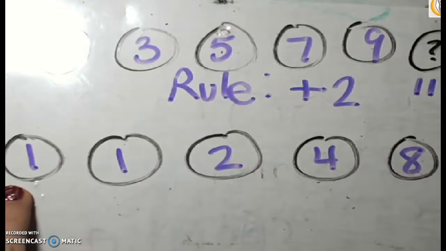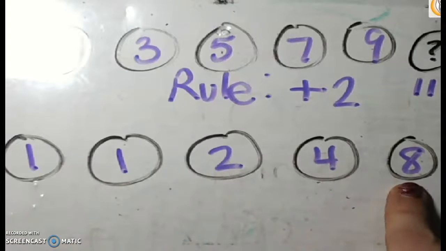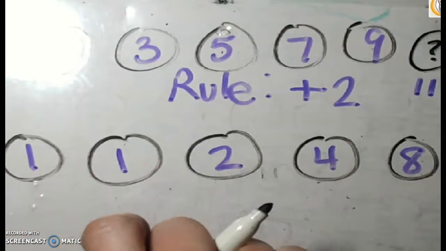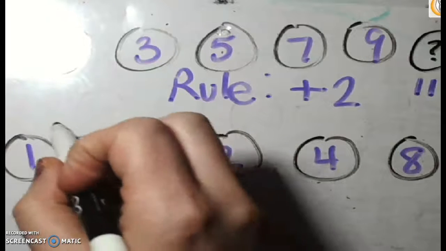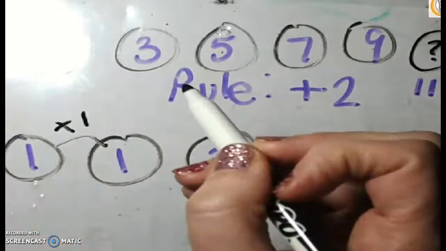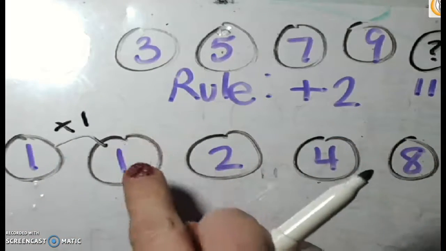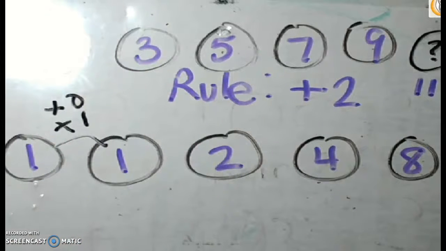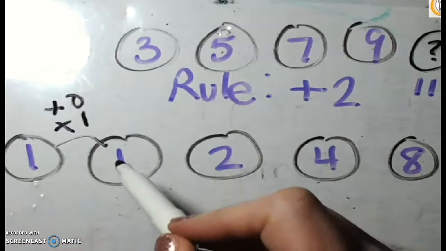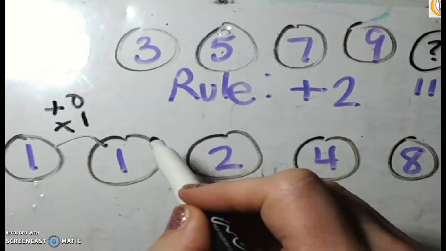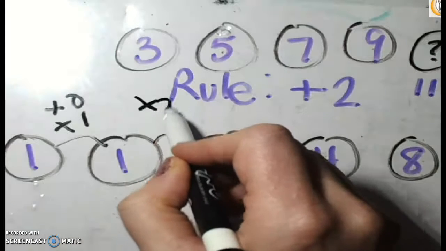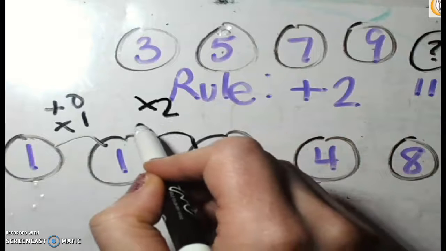If I have 1, 1, 2, 4, 8, let's see if we can figure out what the next one would be. So I'm going to ask myself, how do I go from 1 to 1? Well, I'm going to multiply by 1. Or I could also say I'm adding 0. So let's see if it continues. To go from 1 to 2, I'm going to multiply by 2. Or I would add 1.